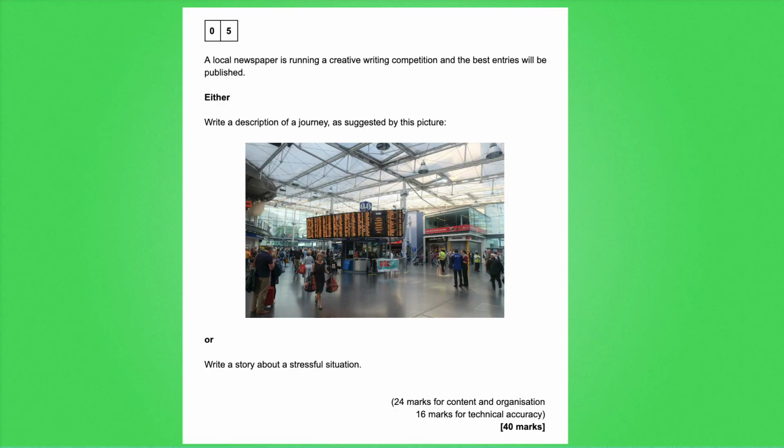So, how would I go about approaching question 5? First, let's have a look at an example question. A local newspaper is running a creative writing competition, and the best entries will be published. Either write a description of a journey, as suggested by this picture, or write a story about a stressful situation. There are 24 marks available for content and organisation, and 16 marks for technical accuracy, totaling 40 marks.